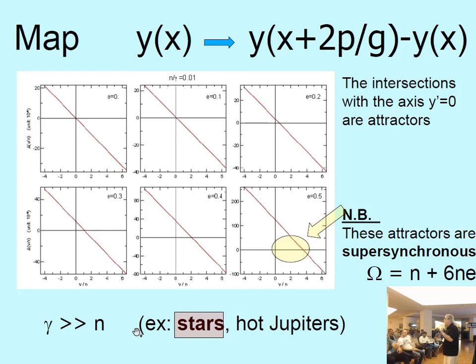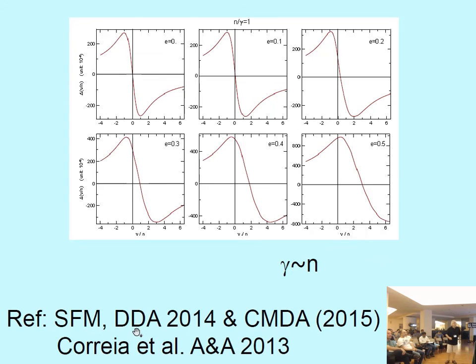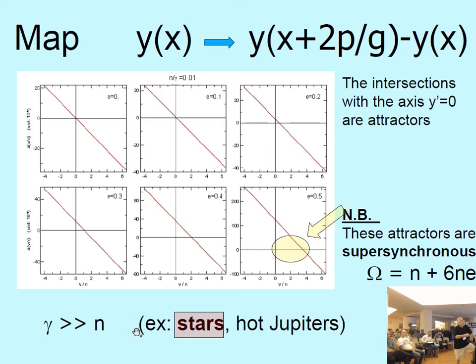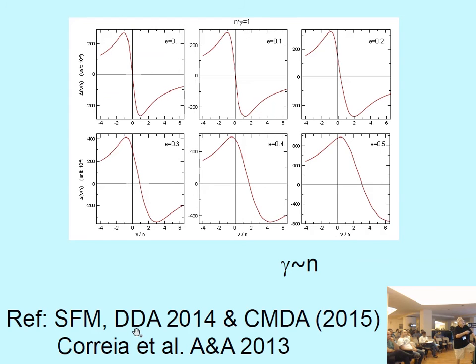Well, what happens if I change gamma? I will take gamma larger than n, but not too much larger than n. In the next figure, I will take gamma close to n. Gamma and n are numbers of the same order of magnitude. I have the same figures, but instead of a straight line here, I have a more complicated one. But the phenomenon is the same. The derivative is positive on the left, negative on the right, and we have an equilibrium point which is displaced towards supersynchronous rotations.